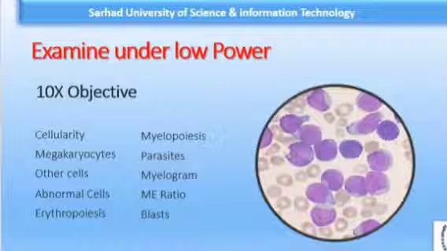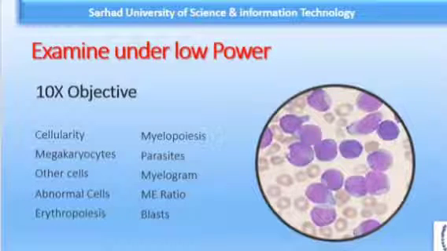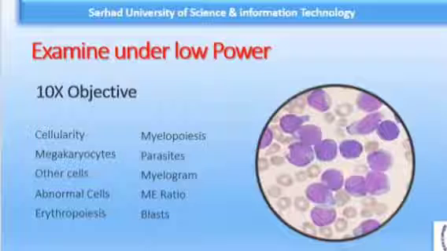Then we have the myelogram, and we will discuss it one by one, what the myelogram is and what the importance of these cells is. And then we are looking for the M:E ratio, and finally we are looking for the blasts.